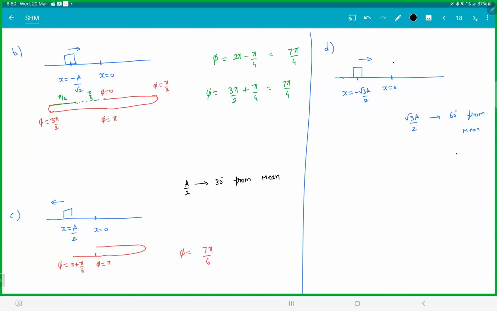Then count 0, 90, 180, or you can simply say 360 minus 60, na? This angle is 60 degrees. So phi is simply 360 minus 60, 300 degrees, or 5 pi by 3. Or 3 pi by 2 plus pi by 6. Is this making sense? There's no need to draw a circle, nothing. You just see and finish it off.